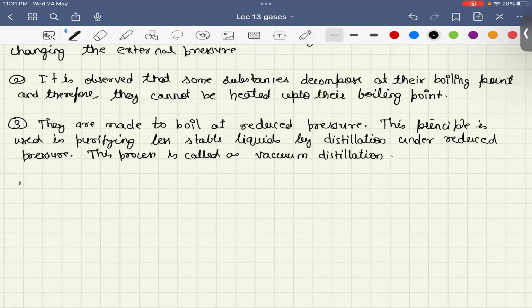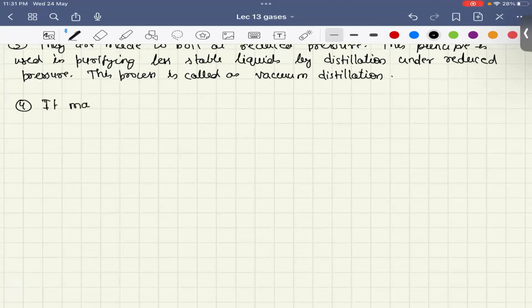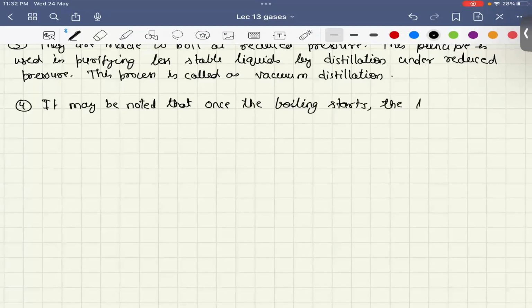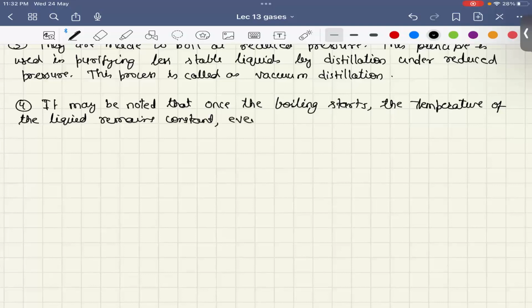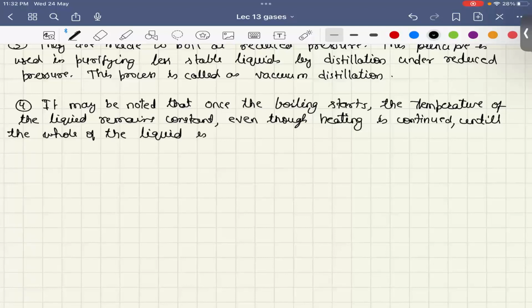Right? Another thing which has to be noted is that once the boiling starts, the temperature of the liquid remains constant, even though heating is continued until the whole of the liquid is vaporized. Right?